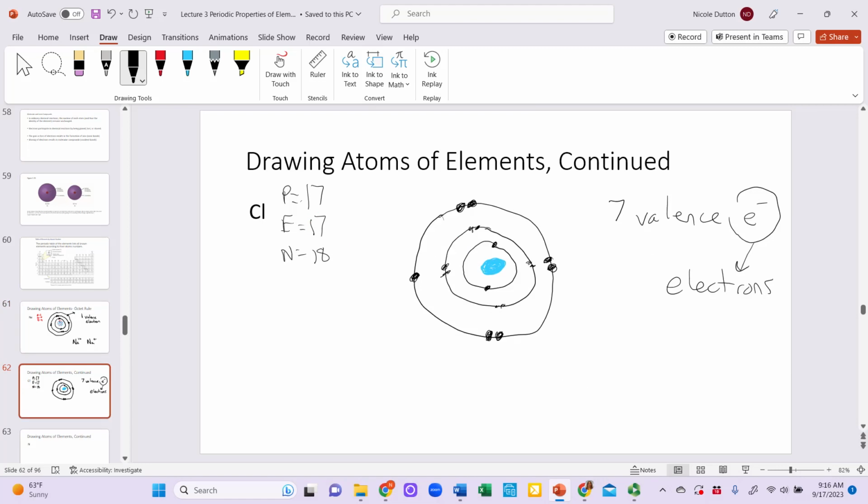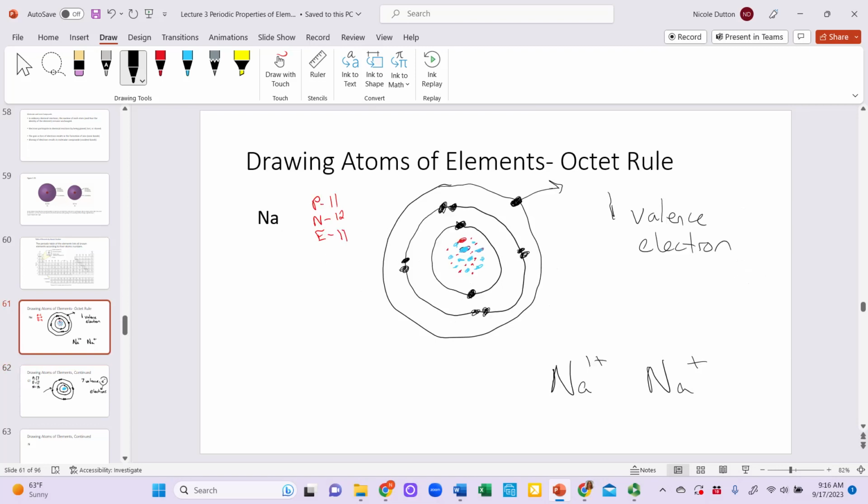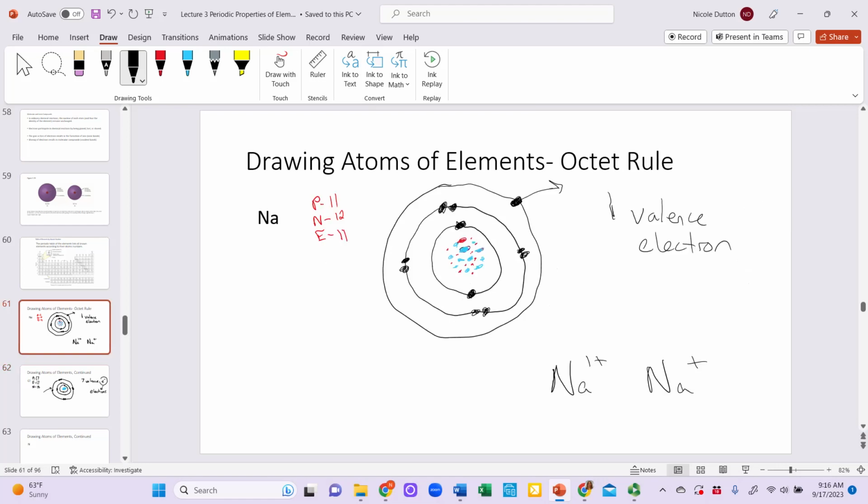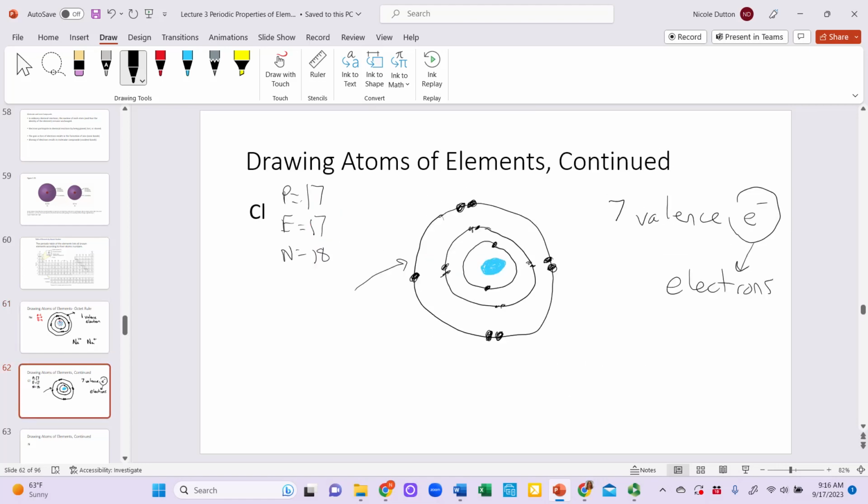Now this one wants a full outer shell. Now it can either lose 7 electrons, which would be a lot of work, or it can just gain 1 right here, and then everyone would be happy. Well, because sodium can easily give up an electron, and chlorine wants to accept an electron, sodium and chlorine like to come together to make sodium chloride. I'm sure you've seen or heard of sodium chloride before. Sodium chloride is your common table salt. So that's the salt that we eat every day on our food.